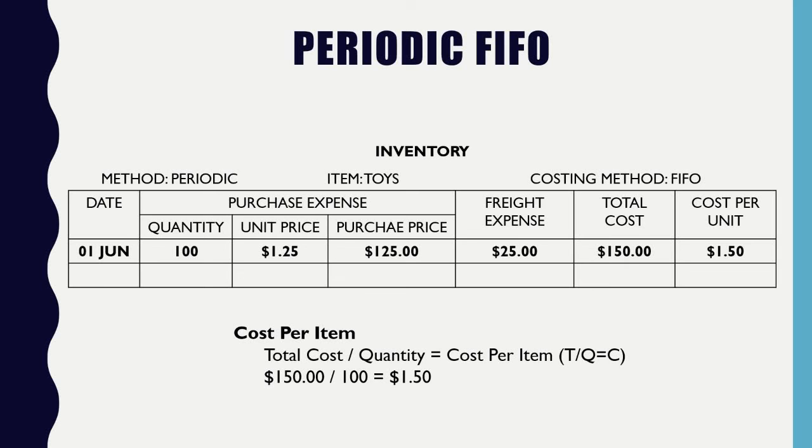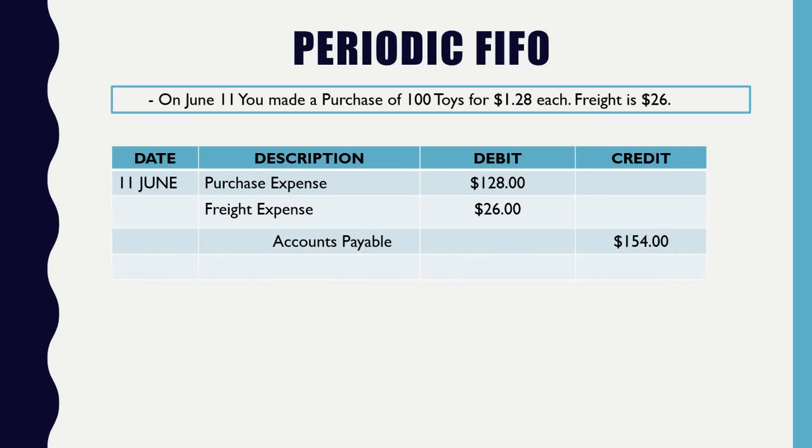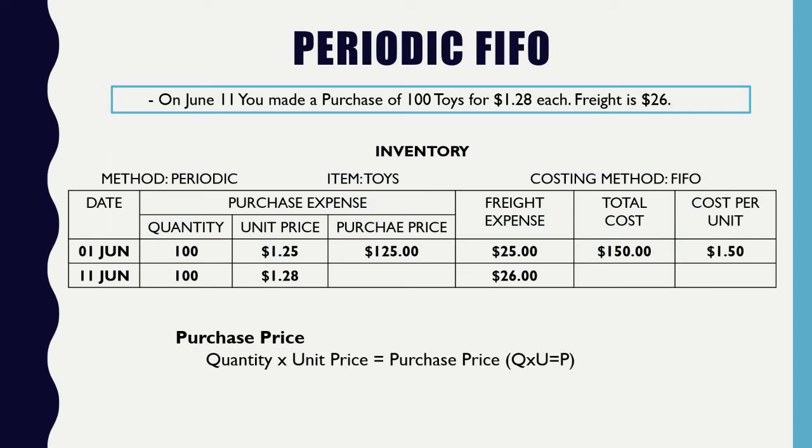All right. Next one is going to be on June 11th, where we are purchasing an additional 100 toys at $1.28, and the freight is $26. So there you go. Pop my journal in there. Purchase expense, freight expense. Okay. And then we're going to pop it into our inventory worksheet.